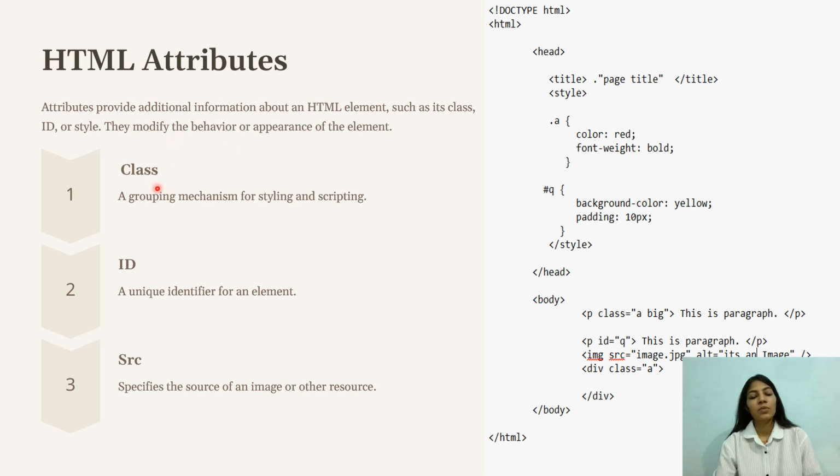One more point is that the same class can be given to multiple elements, or a single element can be given multiple classes. But an ID is unique and every element has only one ID. The same ID cannot be given to multiple elements.